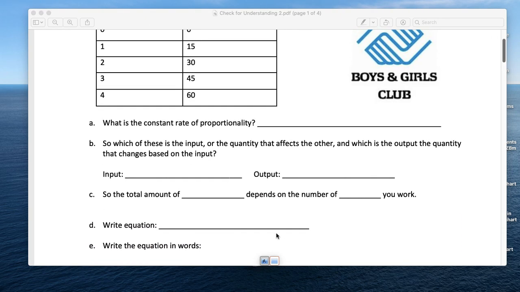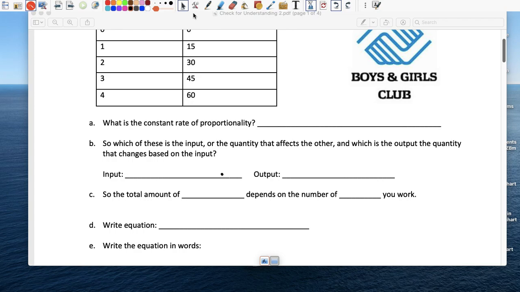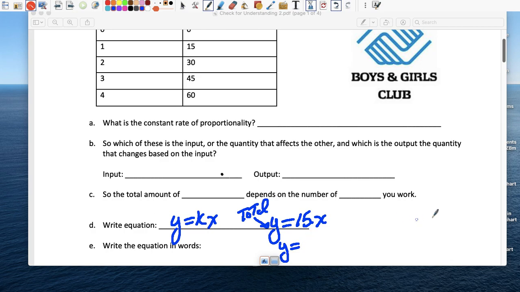Right, move on. Write the equation. Because it's proportional, your equation is going to be in this format: y equals kx. And we found out what k was. K was 15. There we go. Y equals 15x. So the output, the money, will depend on the number of days. Let's say you worked 6 days. Well, it's $15 times 6. Y equals 90. So the total that you earn will be $90.